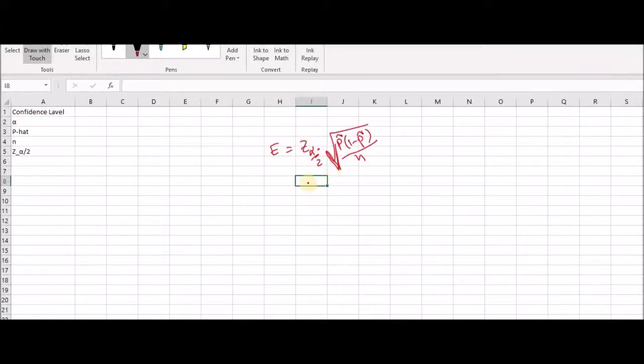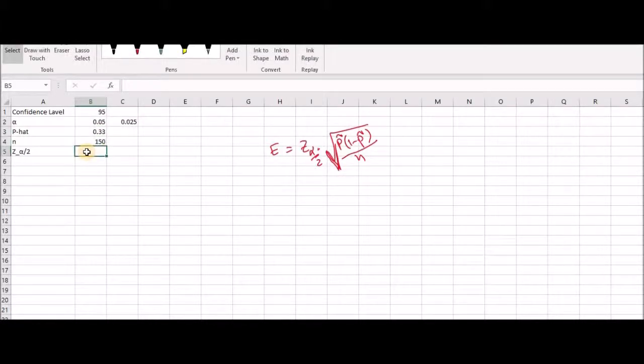First, we need to compute z sub alpha divided by 2. To find that, we need alpha divided by 2, and to find alpha divided by 2, we need alpha. We come up with alpha from the level of confidence. From the question, the level of confidence is 95%. That means alpha is 5% or 0.05. That means alpha divided by 2 is going to be 0.025. P hat is given from the question, 0.33, and n is given, 150.